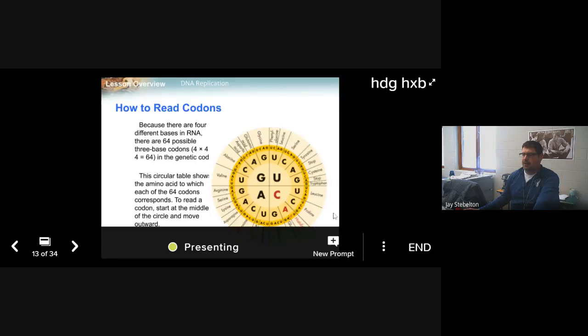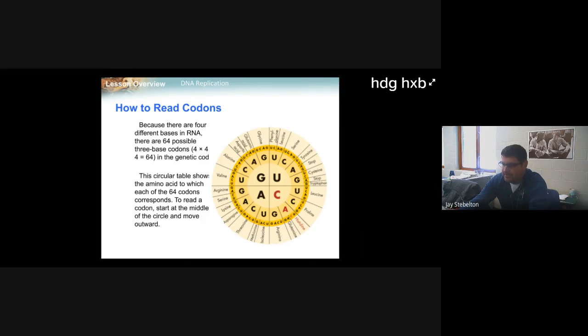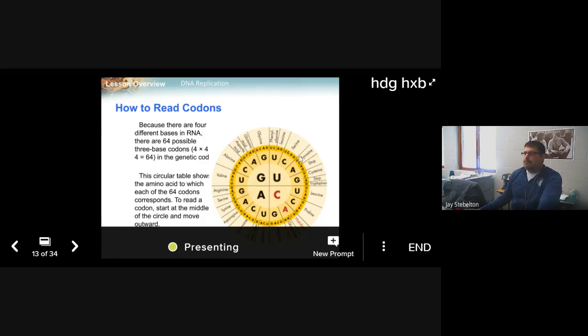When you guys come back next week, we're going to play a little codon bingo, where I give you the 3-letter codon and you have to determine the amino acid. All of these amino acids put together in a specific order are what form the protein. That's what forms the polypeptide chain that determines the protein.